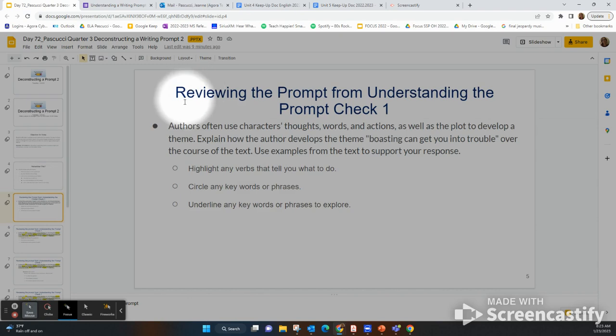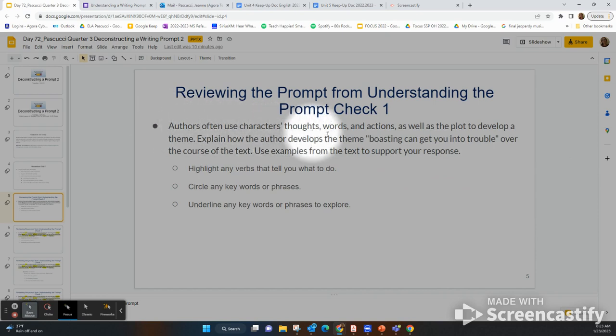All right, we're going to review the prompt from the Understanding the Prompt Check 1. This was the one that we did in the OLS about a month and a half ago. Authors often use characters' thoughts, words, and actions, as well as the plot, to develop a theme. Explain how the author develops the theme. Boasting can get you into trouble over the course of the text. Use examples from the text to support your response.